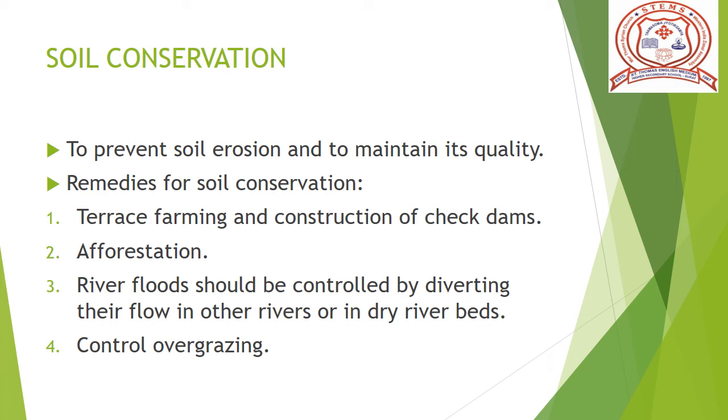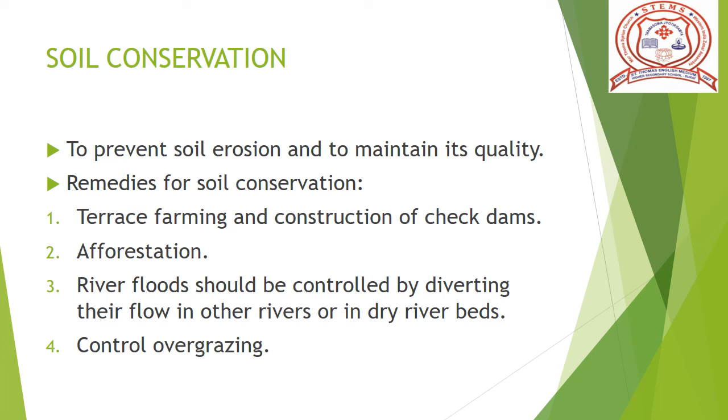What are the remedies for soil conservation? There are several measures for controlling soil degradation. Soil erosion in hilly areas can be checked by construction of terrace farming and ploughing of gullies by construction of check dams. Second is afforestation. Afforestation can control soil erosion on slopes. Preparation of shelter belts for plants.